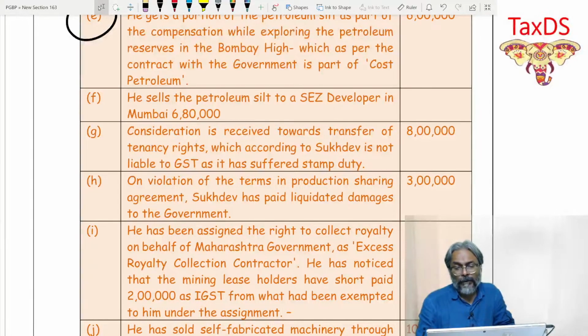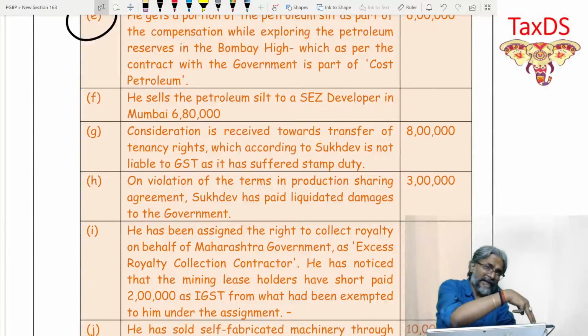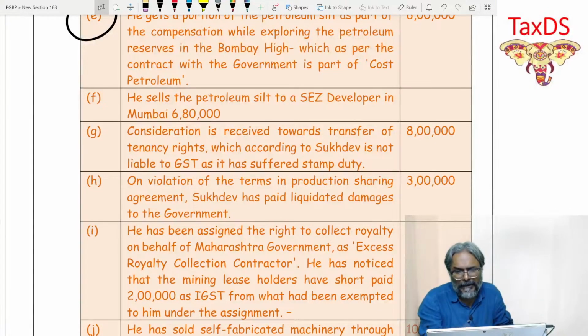Point number H. On violation of terms in the production sharing agreement, Sukhdev has to pay liquidated damages to the government. Liquidated damages, students. We have discussed this particular part earlier. In the last lecture also this point came up about the chargeability of GST so far as the liquidated damages are concerned. I have discussed this particular point now three times, in the last lecture plus the original supply topic.